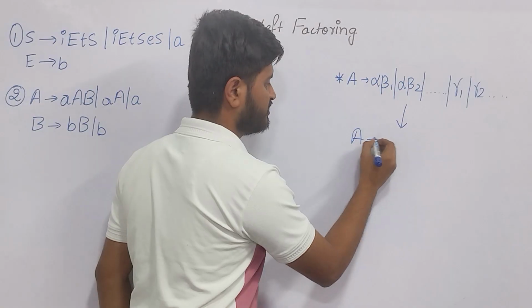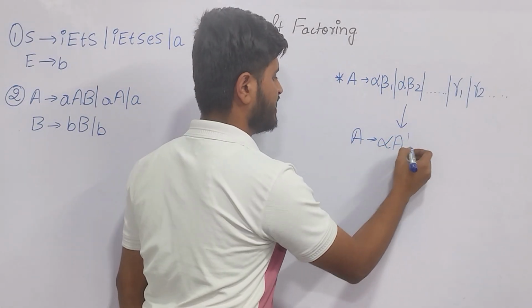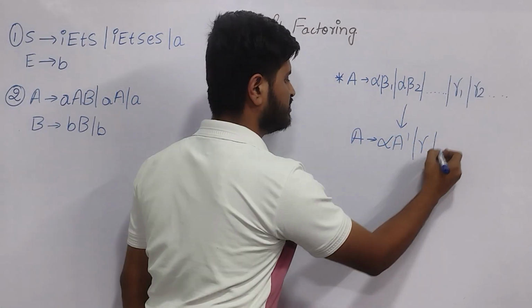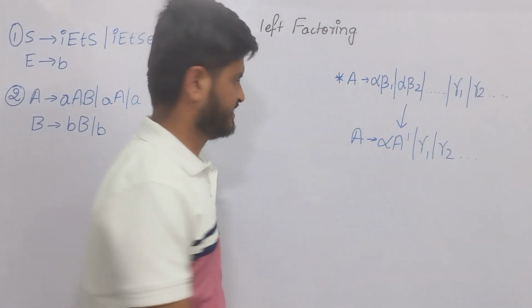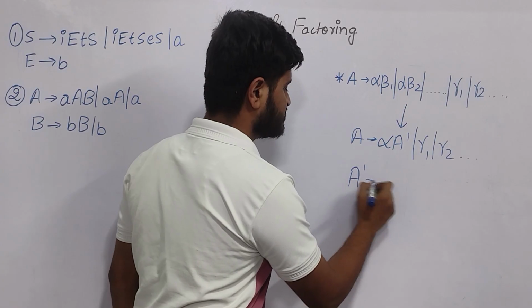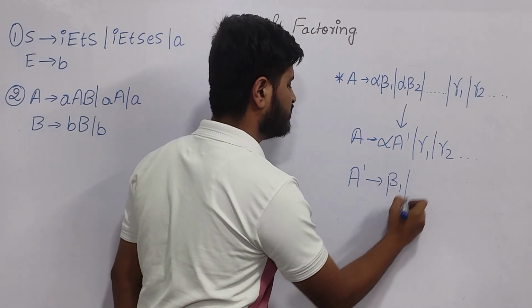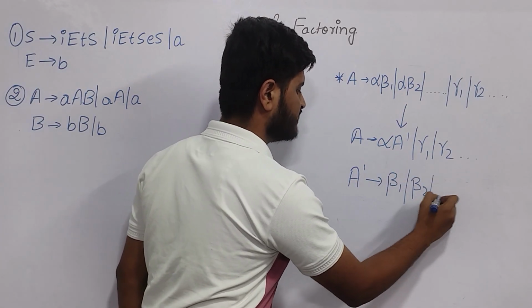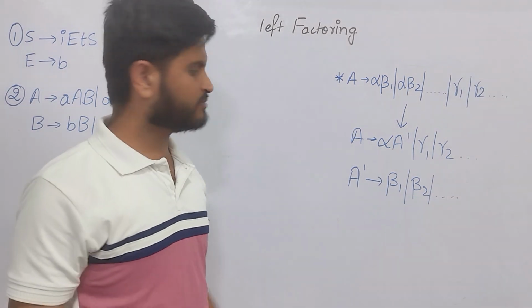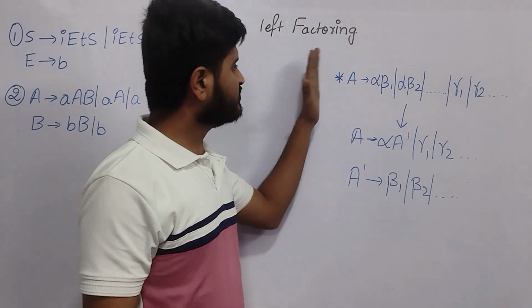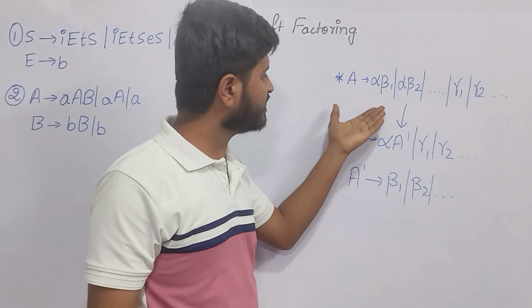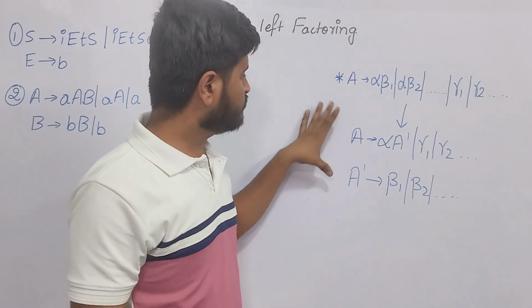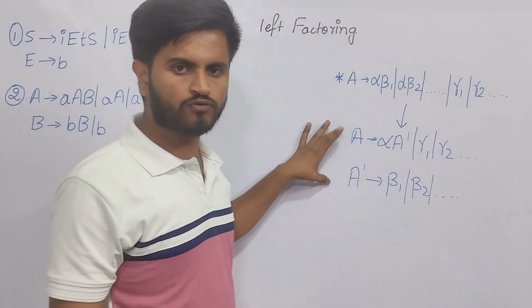A produces alpha A dash | gamma 1 | gamma 2, and however many gammas there are, that many we will write. Next, A dash gives rise to beta 1 | beta 2 |, and however many betas there are, that many we will write. So this is the standardized format in which the left factoring problem occurs, and to solve it, we will write them in these two formats.